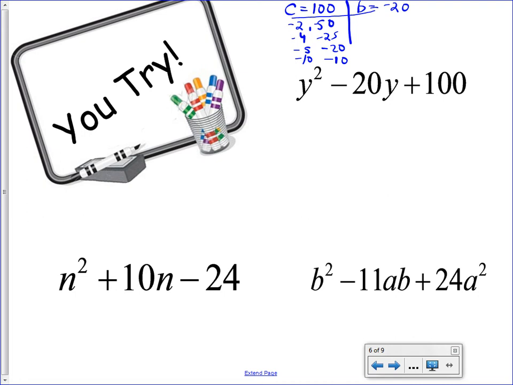Okay. So, again, what you would write here is y minus 10 times y minus 10. There's actually a simpler way I can write this. Did anyone else see it?